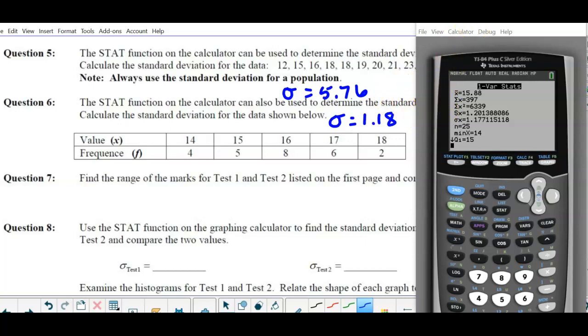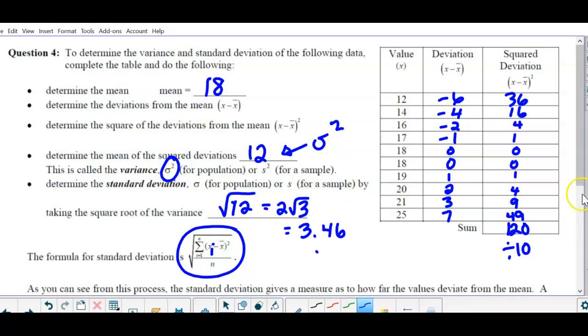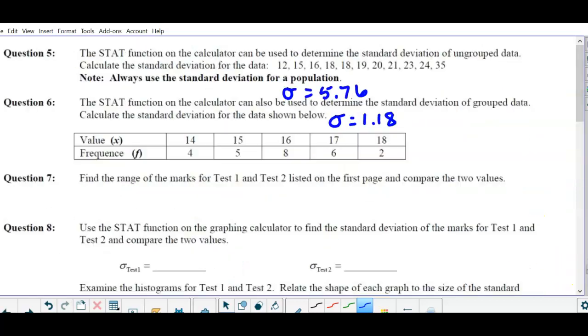Okay, so then it says, in question 7, find the range of the marks for test 1 and test 2 listed on the first page and compare those values. Well, we talked a little bit about that. Here, lowest was 9, highest was 15 in both of these. So the range was 6. It was the same in both, no matter what the dispersion was. So it's 15 minus 9. Same for both tests.